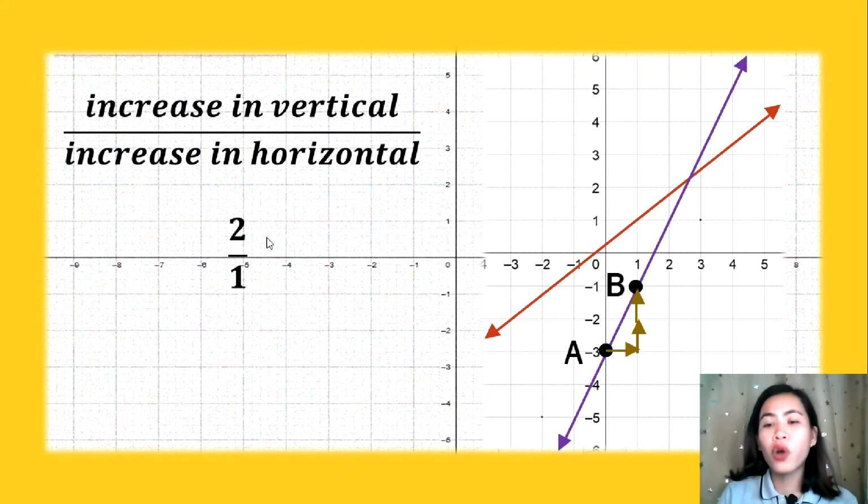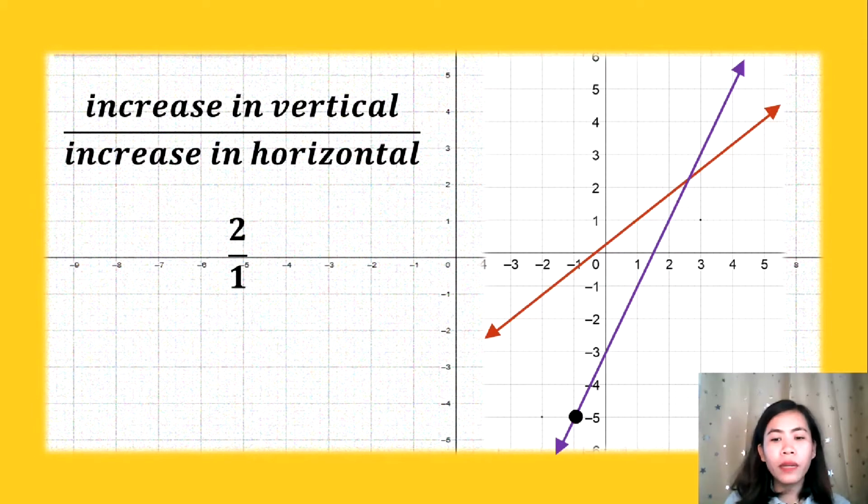Okay, same kaya siya kung meron pa tayo ditong isang point C. From point B, we have 1 increase horizontally papunta kay C, and from that point, we have 1, 2, 2 increase vertically papunta kay C. So, ibig sabihin, same answer lang. What if ang napili nating 2 points ay ang dalawang to? Let's say we have point D at point E. Same answer pa rin kaya ang makuha natin?